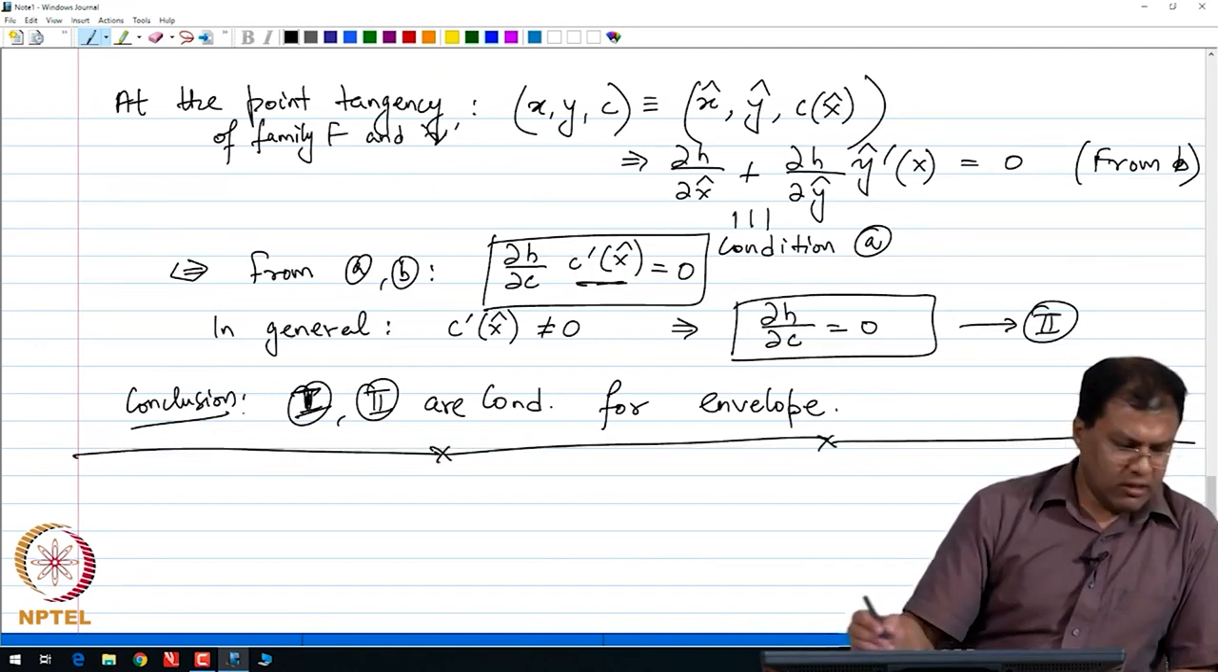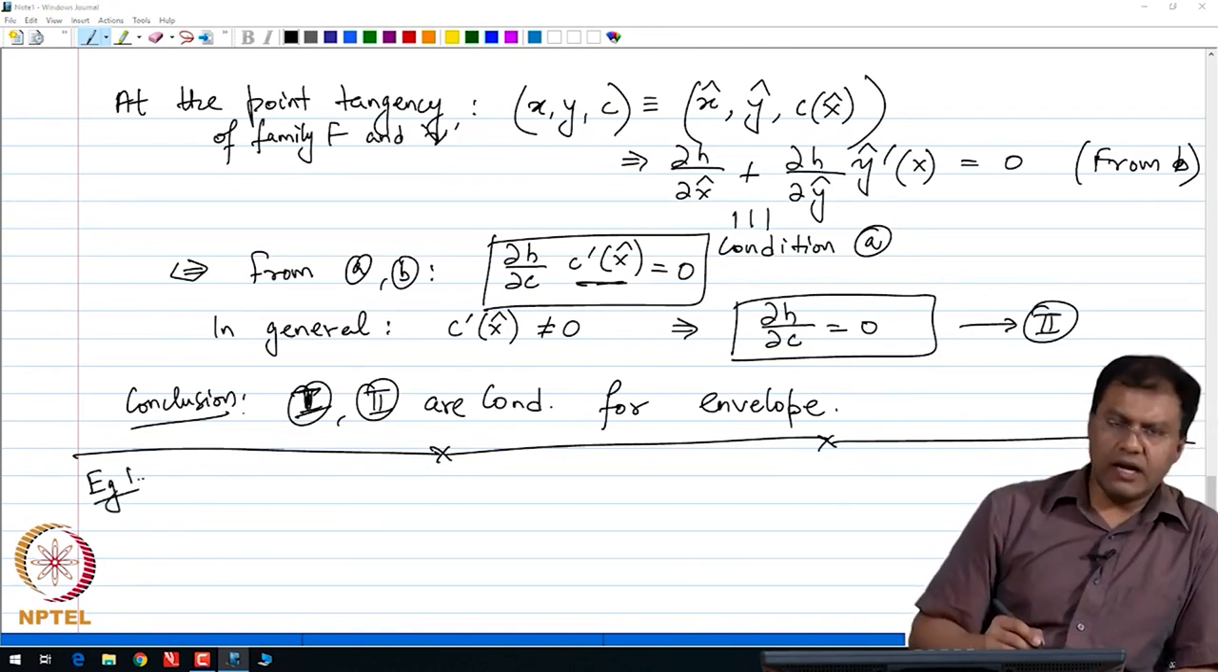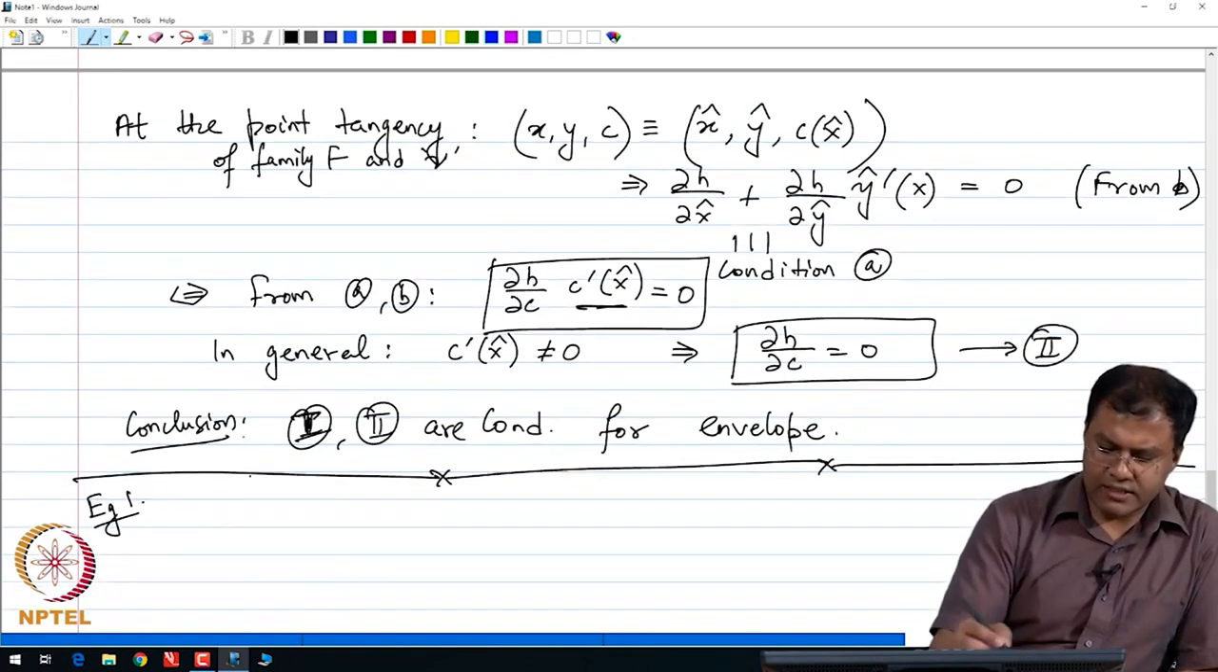Okay. So what have we got? Let us look at some examples on how to find this envelope. So, let me call H.